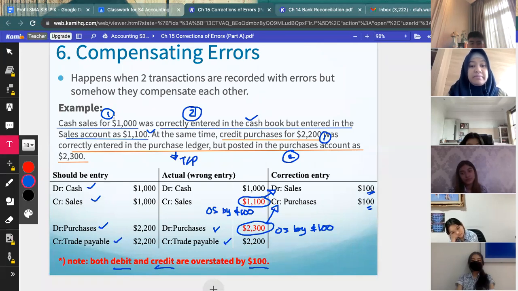Now, for example, look at here, I have 4 different sentences. First one, cash sales for 1,000 was correctly entered in the cash book, but entered in the sales account as 1,100. So that's the first error. From the first error, I divide again into 2 sentences. Cash sales for 1,000 is the right one. That's the first sentence. The second sentence says correctly entered in the cash book, but it was entered in the sales account as 1,100.